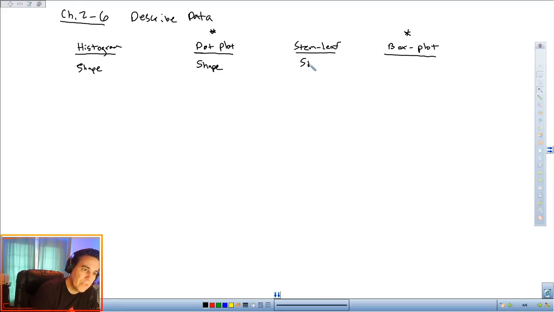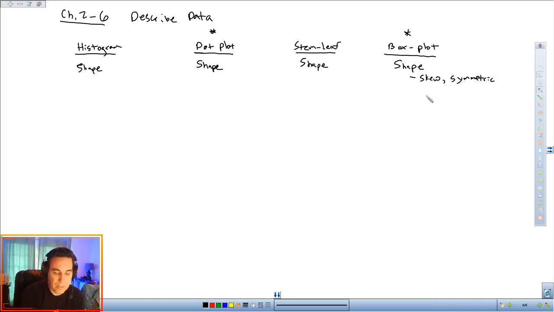Now, some are better than others at describing certain aspects of the shape. So remember, with box plots, you can't really see modality. But stem leaf, I can see modality. Dot plot, I can see modality. Histograms, I can see modality. So for shape in a box plot, you're probably just going to talk about skew or symmetric. That's all you can really say in box plots. Is it symmetric, right skewed, or left skewed?